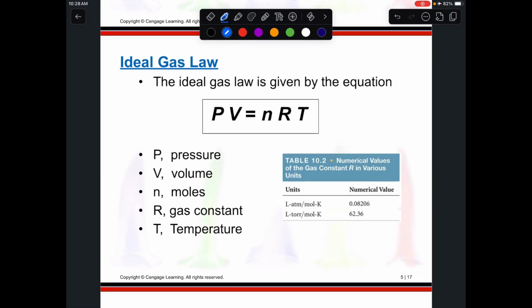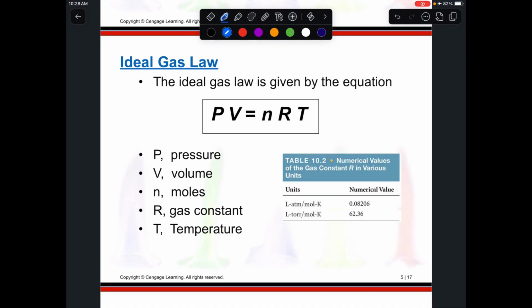Now, this is what I would say is the most important gas law of them all. It is called the ideal gas law, and the equation is PV equals nRT. All of these variables are multiplied by each other. Now, this is the only equation out of all the ones we've learned thus far that requires certain units for the variables. So let's go through those.